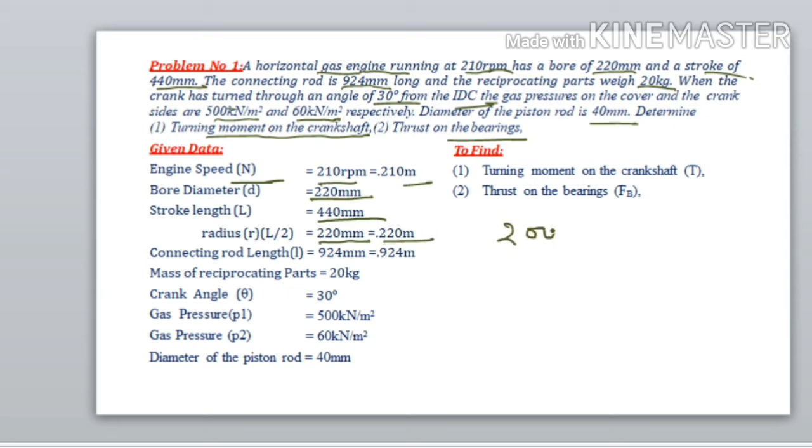So we will multiply it, 220 multiplied by 10 to the power minus 3, that will be 0.220 meter. Connecting rod length is 924 mm, so it will be 0.924 meter. Mass of the reciprocating part is given here 20 kg. Crank angle is 30°. Gas pressure P1 is given here 500 kilonewton per meter square and the gas pressure P2 equal to 60 newton per meter square. Diameter of the piston rod is given here 40 mm. So we have to find here turning moment on the crankshaft and thrust on the bearing.